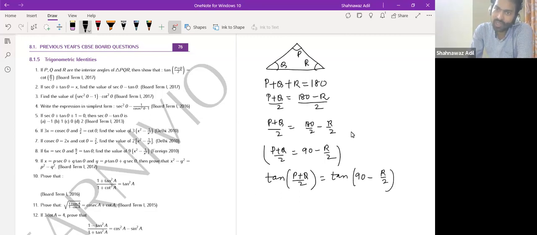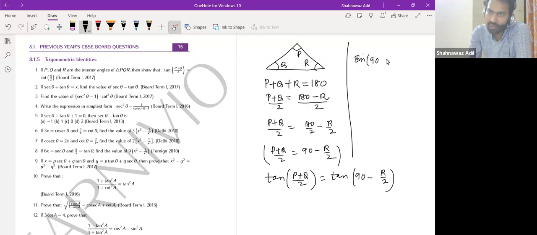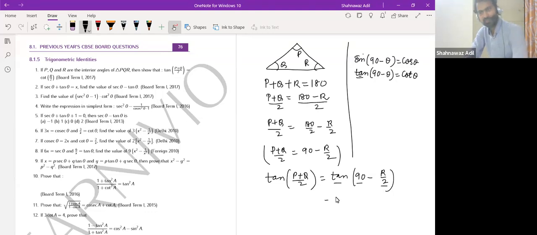So whenever we get something like sine of 90 minus theta, the sign will change and it will become cos theta. Similarly, if we have tan 90 minus theta, this will change and it will become cot theta. So we have tan 90 minus theta, so this will be what? Cot R by 2.